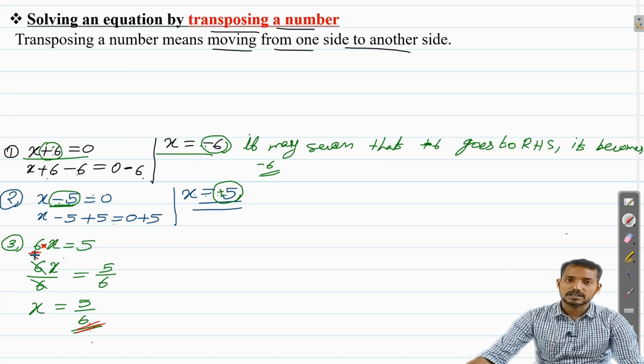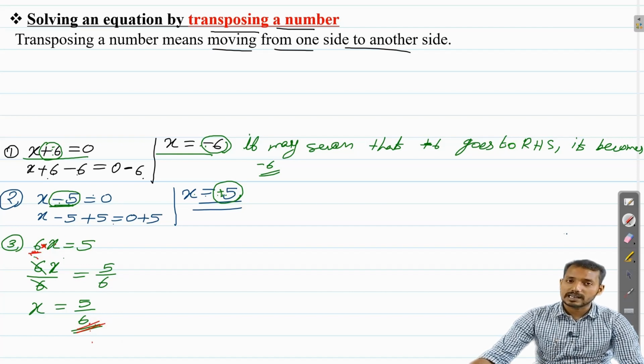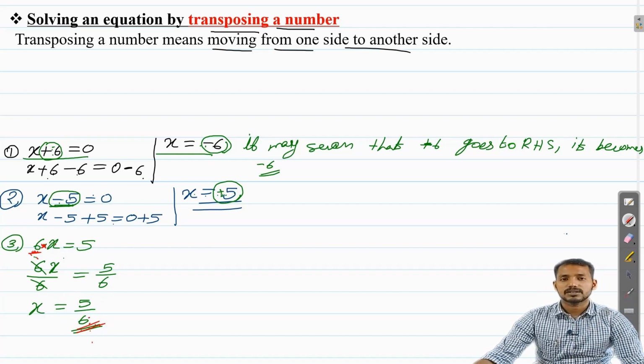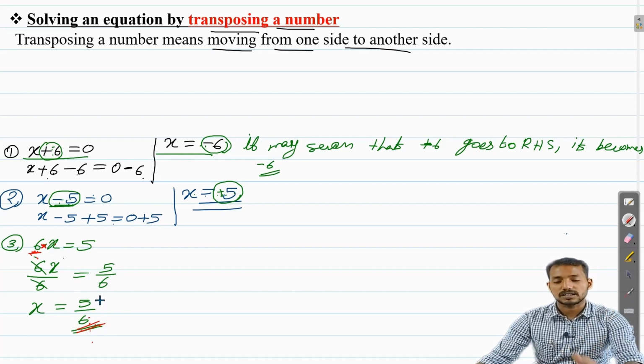That means when a number is multiplied with the variable, it will become division on the other side. Or if a number is on the numerator of the LHS, when it comes to the RHS, it will go to the denominator while it is transposing, that is moving.